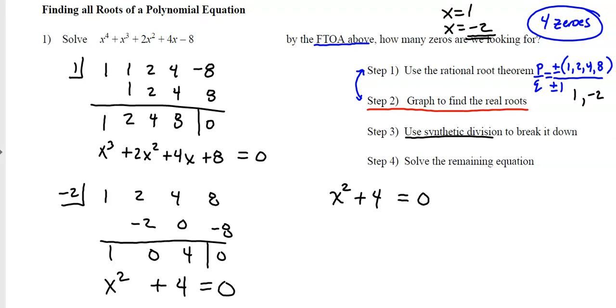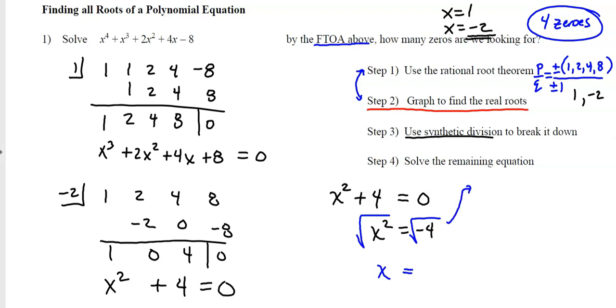There's no way to factor that, but I'm going to move the 4 to the other side, get x squared equals negative 4. And since I've isolated x squared, to undo the squared part, I'm going to take the square root, which is just going to give me x. And if I do it to the left, I have to do it to the right. And now we got a bit of a problem. The square root of a negative number does not exist. Your calculator can't do that.